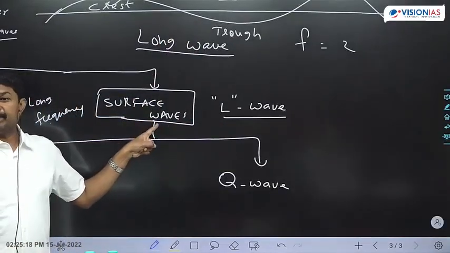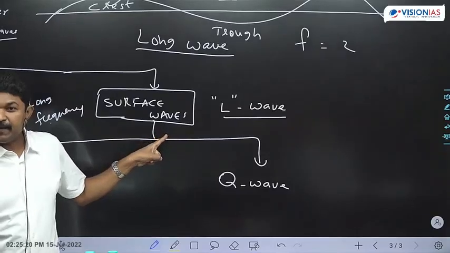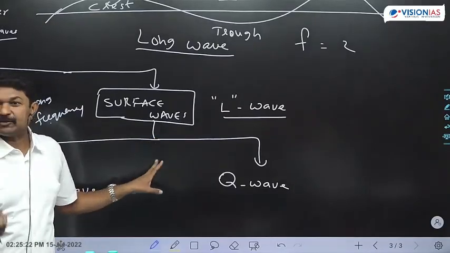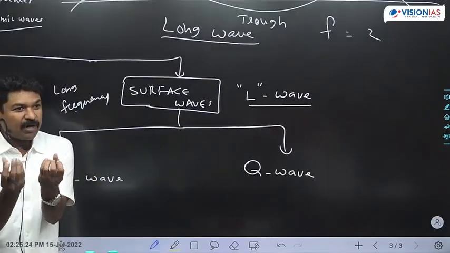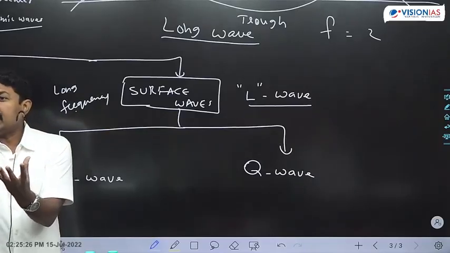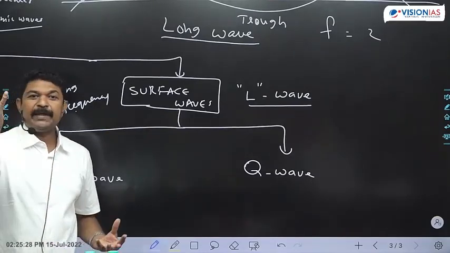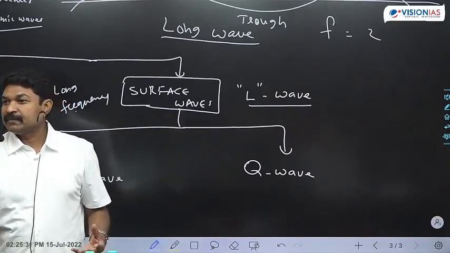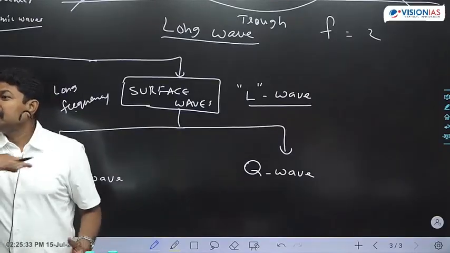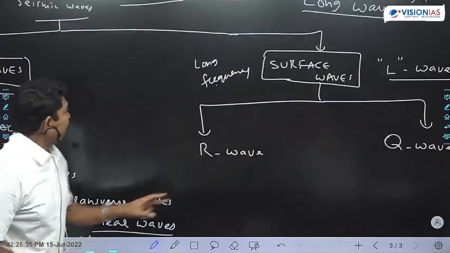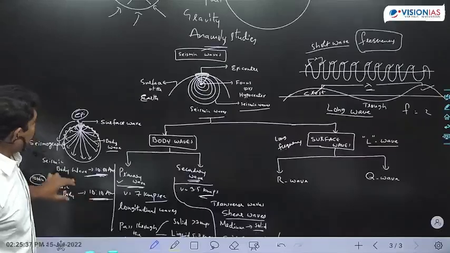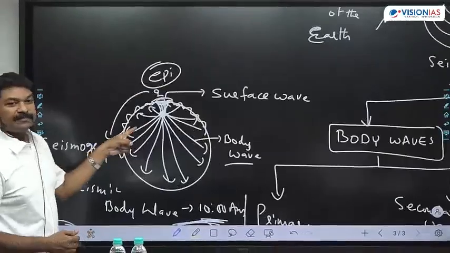The surface wave. Why? Because they are not taking birth from the direct source. What is the direct source? The explosion of the rock or the breaking of the rock. P wave and S wave take birth from the direct breaking of the rock. They have short wavelength. Therefore, they are projecting through the body of the earth and coming out on the other side.